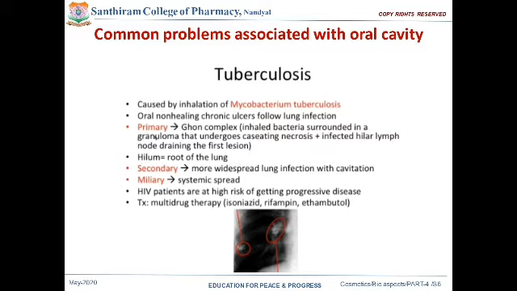So primary infection involves this Ghon complex. And I have it in this chest x-ray here, which is a pretty cool picture. And the Ghon complex involves inhaled bacteria surrounded in a granuloma, which is granulation tissue, think macrophages, that undergoes caseating necrosis, and an infected hilar lymph node draining the first lesion. So it's a lot of fancy words. What do I mean by that?